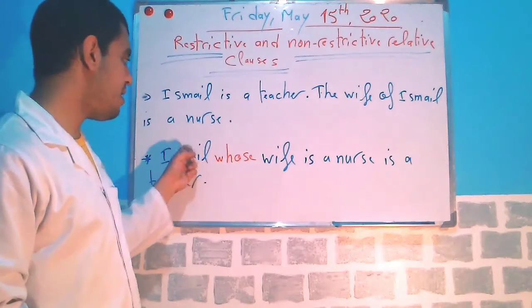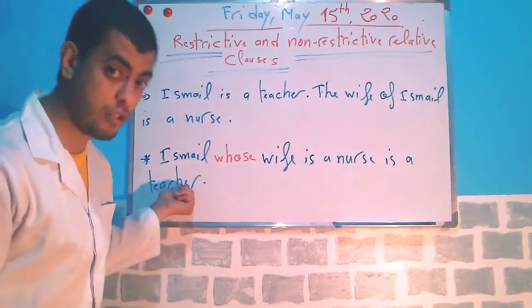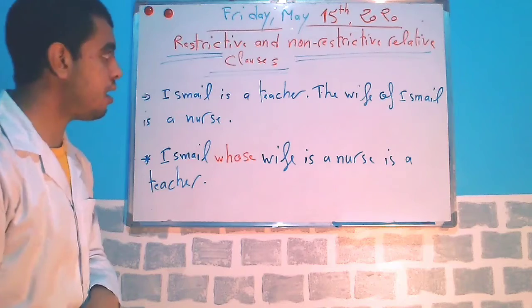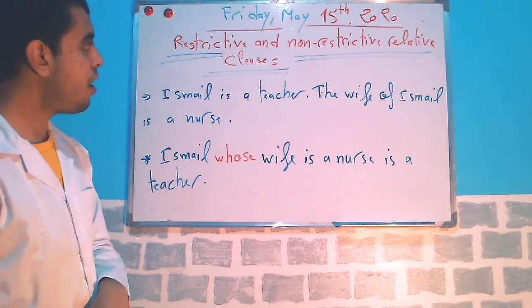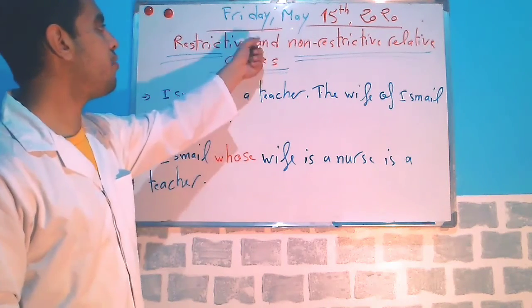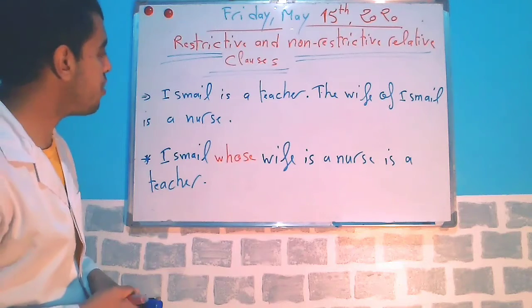Right? So Ismail whose wife is a nurse is a teacher. I hope it's clear for possessive now. And now let's go to restrictive and non-restrictive relative clauses.